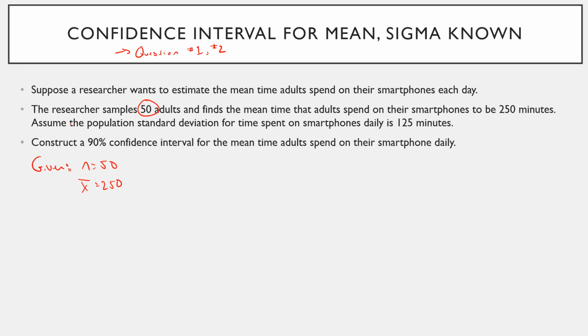Next, it literally says something like, assume the population standard deviation for time spent on a smartphone daily is 125 minutes, okay? Next, now, let me give you a tip, okay? Pay really close attention on the exam to what level of confidence I ask, okay? All right, because your calculator defaults to 95. So this one here, it says construct a 90% confidence interval, okay? So I want to construct a 90% confidence interval. I'm going to put 90% CI.